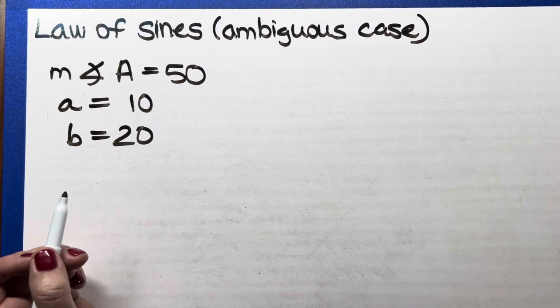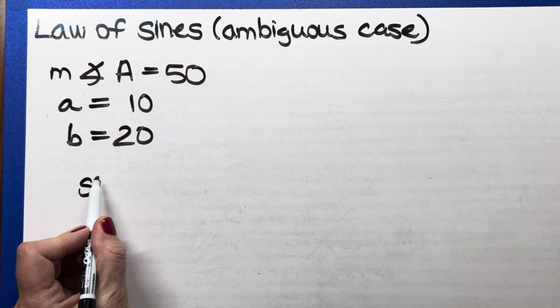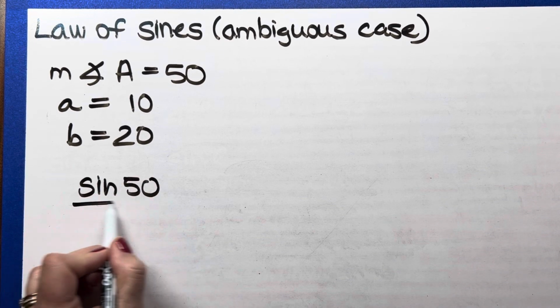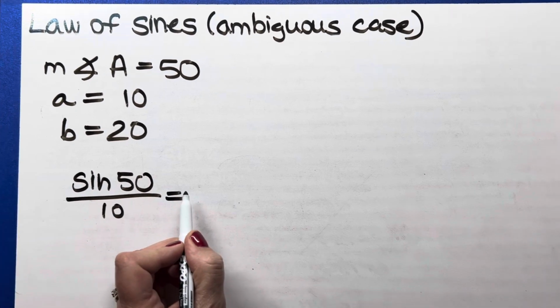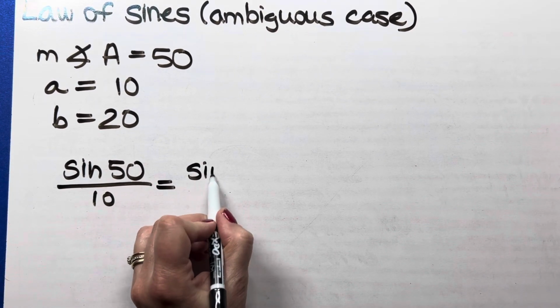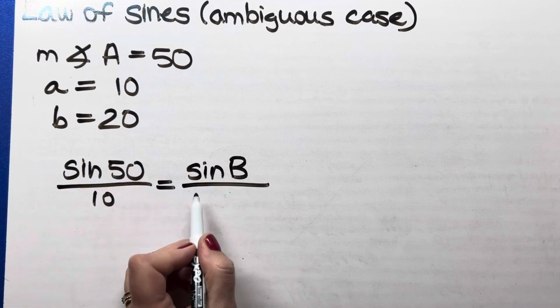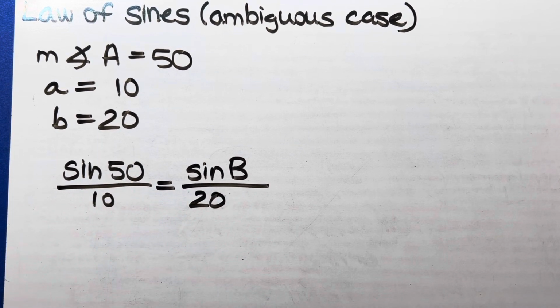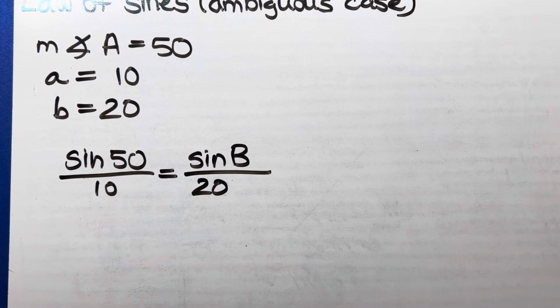So we are going to start off by setting up sine of 50 over 10. And that's going to equal the sine of B over side B, which we know is 20. So this is how we would start any problem like this, because then we want to see, can we form only one triangle? Can we form two triangles?